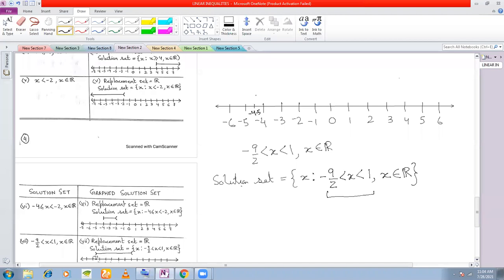-9/2, right? So the solution will lie between -9/2 and 1. So it lies between these two. Now we decide whether to give a straight line or a curved line. See, there's no equality here, and there's no equality here also. That is why we give a curved line here, and we give a curved line here also. Okay, that is it.